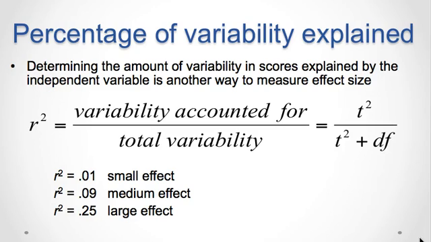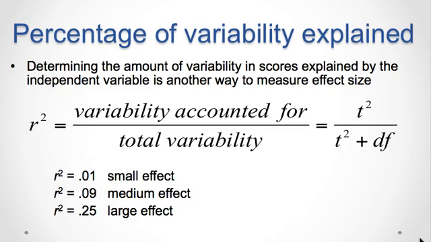With a t-test, it is also possible to measure effect size by calculating the percentage of variability accounted for by the independent variable. This measure, R squared, is based on the idea that the independent variable causes the scores to change, which contributes to the observed variability in the data. By measuring the amount of variability that can be explained by the independent variable, we get a measure of the size of the treatment effect.